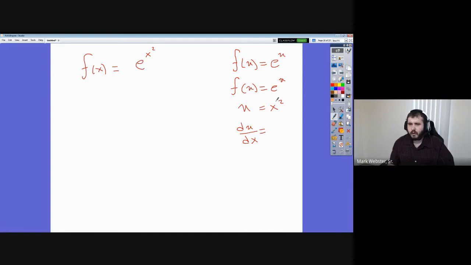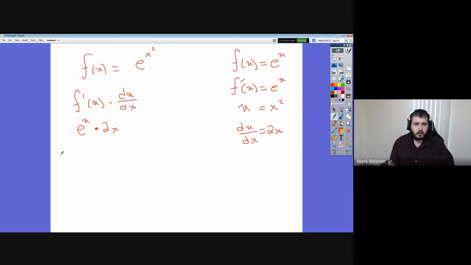What's the derivative of x squared? Bring down the exponent and lower the exponent by 1. So now, f prime of u, right? So now, remember the derivative of this, f prime of u times du dx. So what's f prime of u? That's e to the u. What's du dx? Times 2x. And then let's just replace what u is.